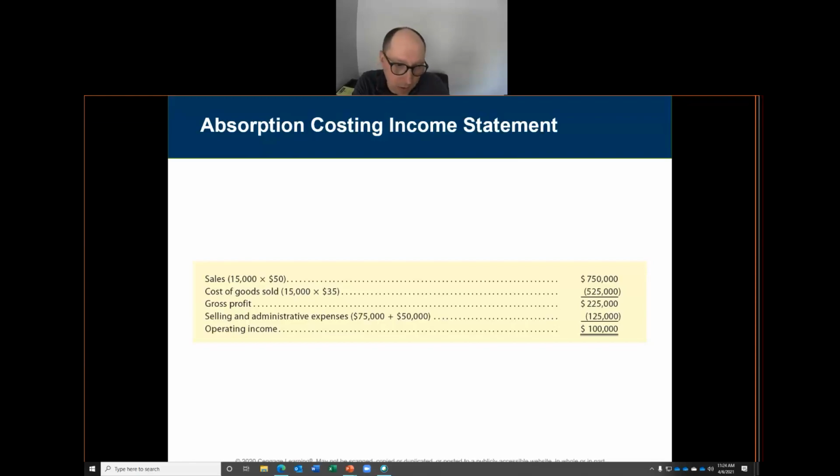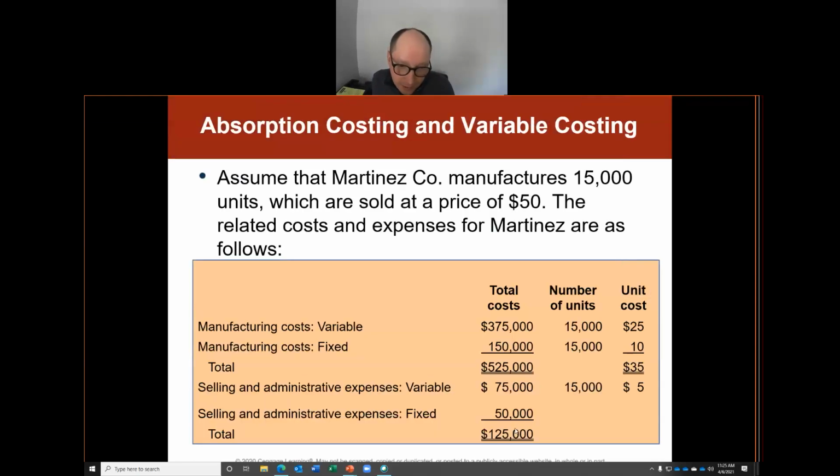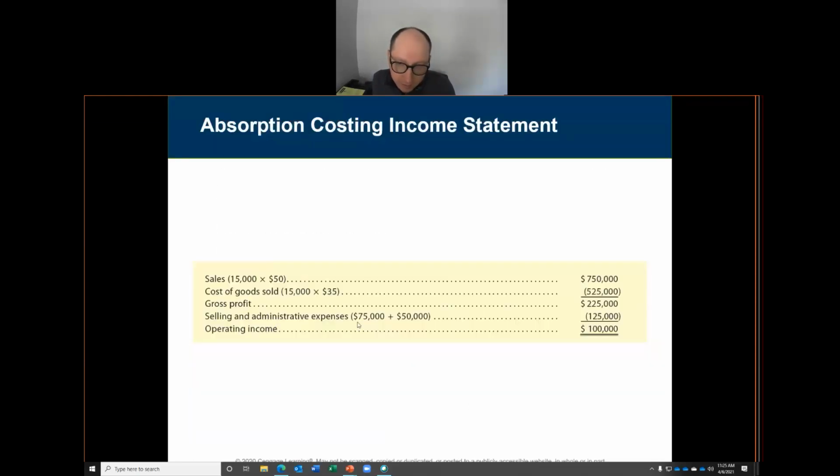Sales minus cost of goods sold equals gross profit, $225,000, minus selling and administrative expenses of $125,000. How we got $125,000? $75,000 plus $50,000. Selling administrative expenses. $225,000 gross profit minus selling administrative expenses, $125,000, gets you to an operating income of $100,000.